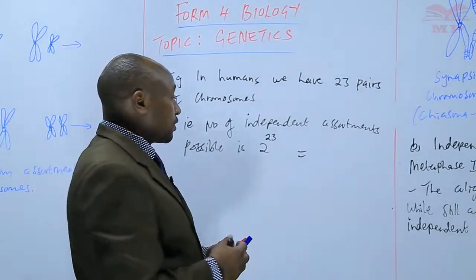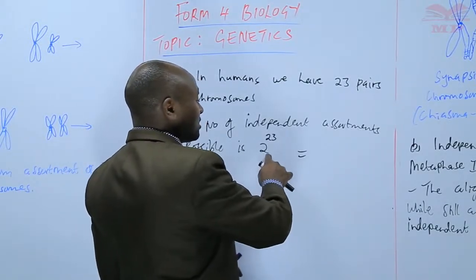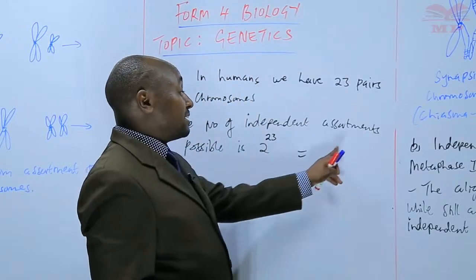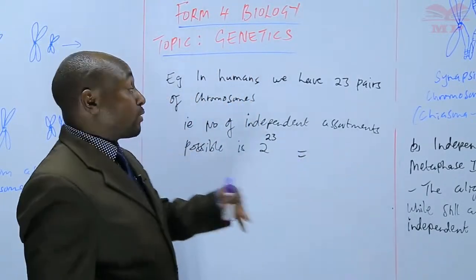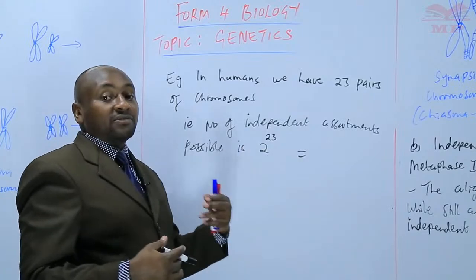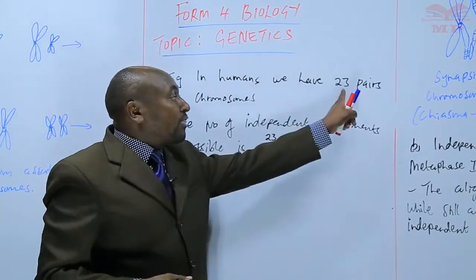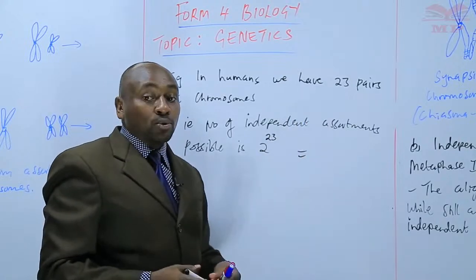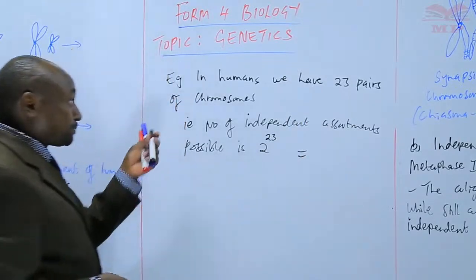In fact, if you are to get a calculator and say 2 raised to power 23, then it's going to give you a figure that is above 8 million, the number of times we can have different assortments out of the 23 pairs that we have. So that is one likelihood of variations.